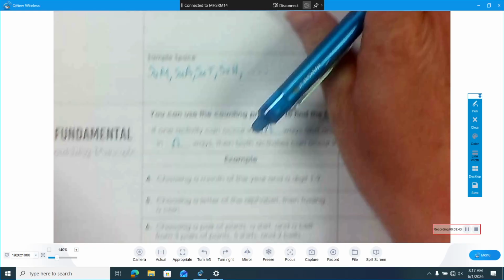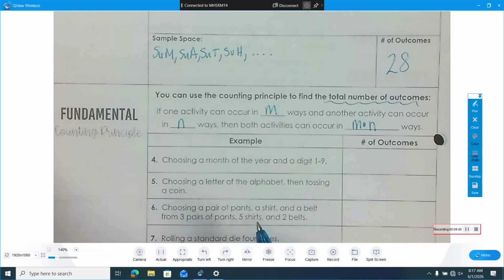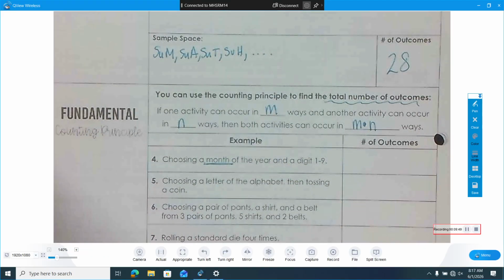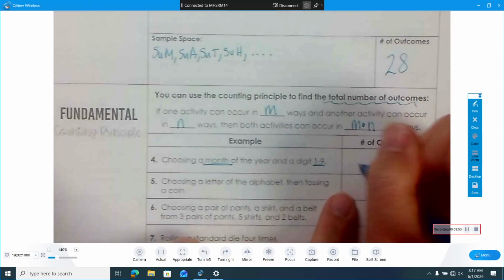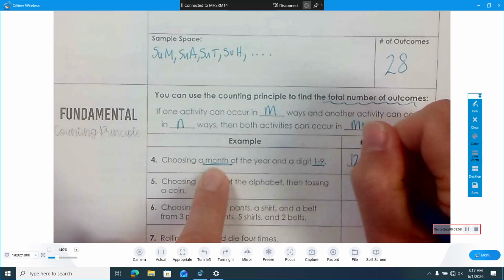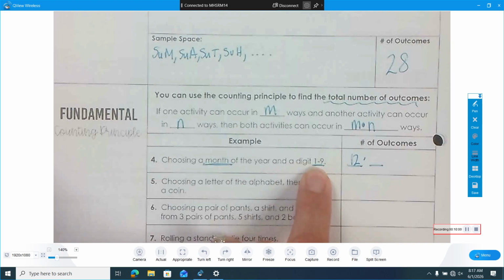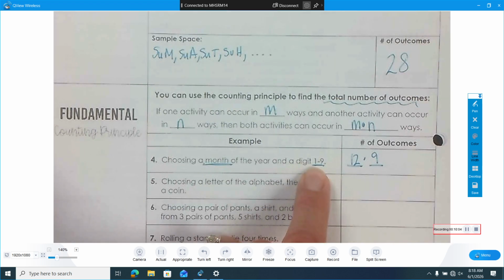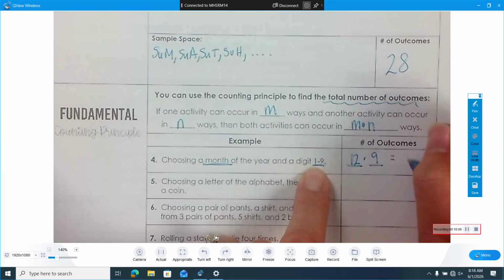But here we go. Let's try some more that are a little easier. Choosing a month of the year and then a digit 1 through 9. So we have 2 actions we're doing. How many months are there? 12. And then a digit 1 through 9, how many choices are there? 9. All right, and so all we have to do is multiply, which is 108.